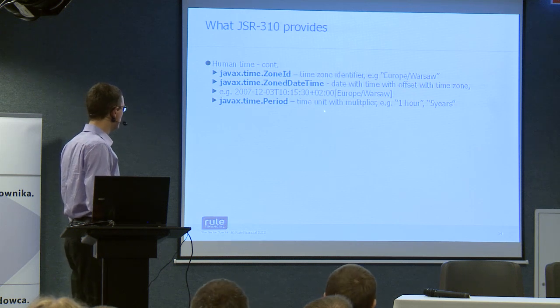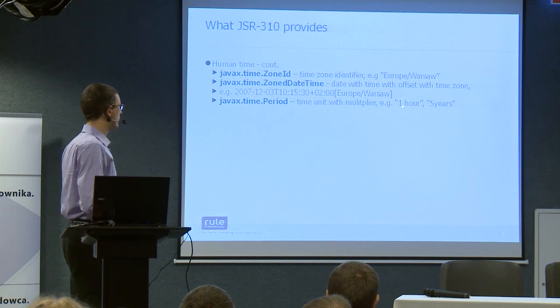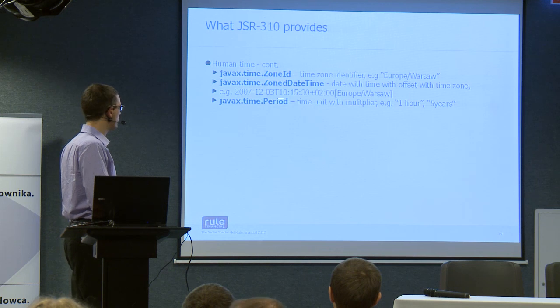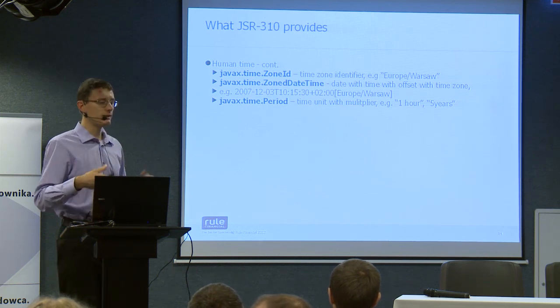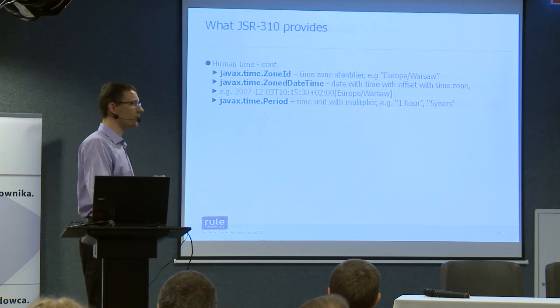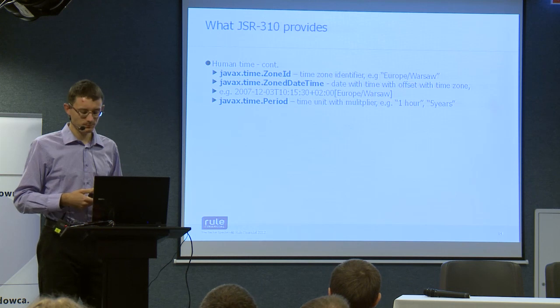The last thing here is the Period, which is a simple class for modeling a time unit with a multiplier, like 1 hour, 5 hours, 5 years, and so on. So for example, you can have this ZonedDateTime, and you want to increase it by 5 hours, so you can add a Period of 5 hours to this ZonedDateTime, and as a result, you will get a copy of the ZonedDateTime 5 hours later.